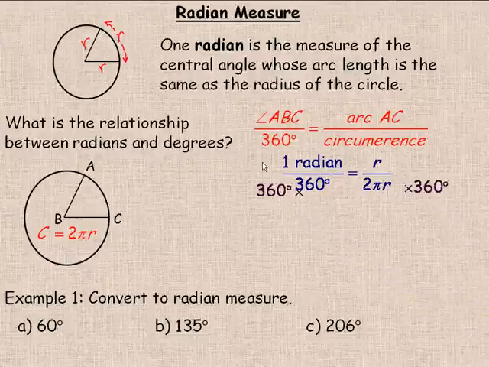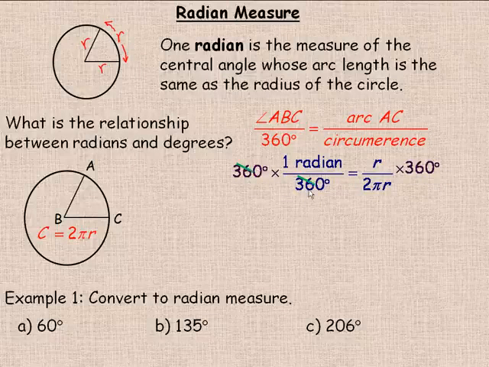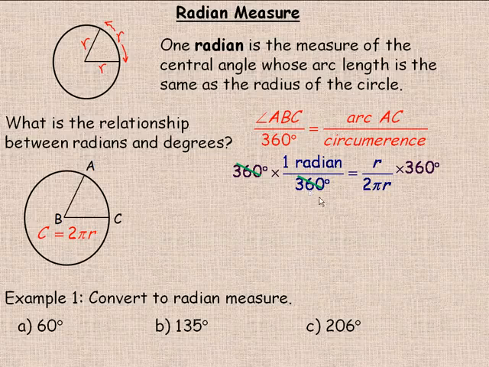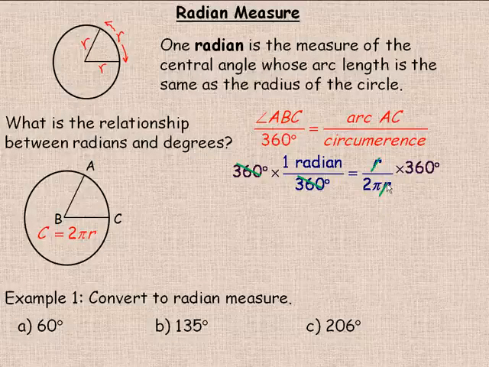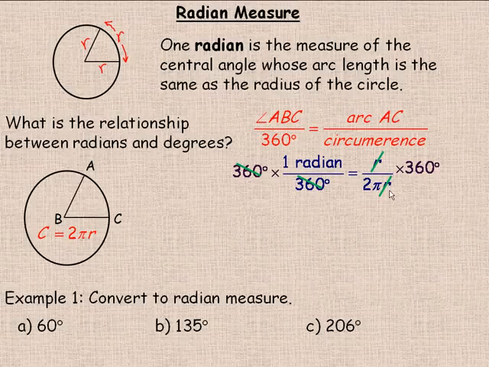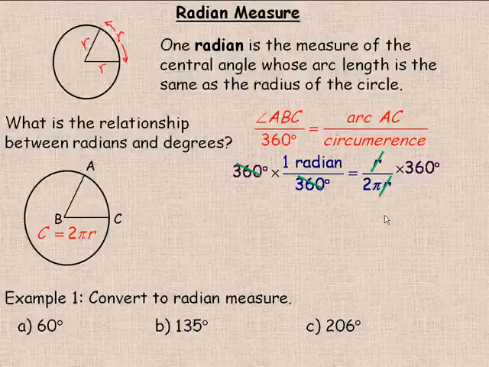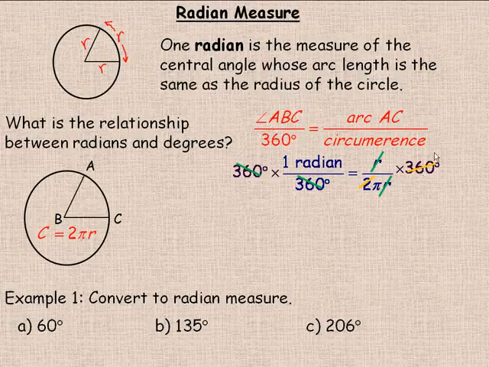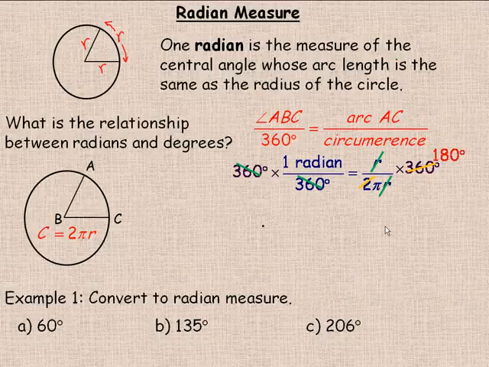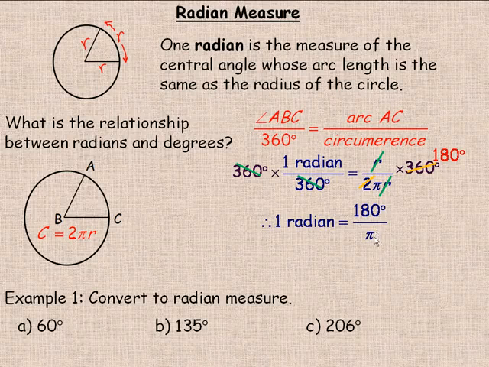So the first thing I'm going to do is multiply both sides by 360, so that these 360s divide out on the left side. And we'll get a few things dividing out on the right here as well. For example, the r's will divide out, and that means that this relationship is good for any size circle. It doesn't matter how small or how big the radius is, this relationship is true. Now also, this 2 will divide into the 360 degrees, going 180 times. And so we're left with then that 1 radian equals 180 degrees over pi.